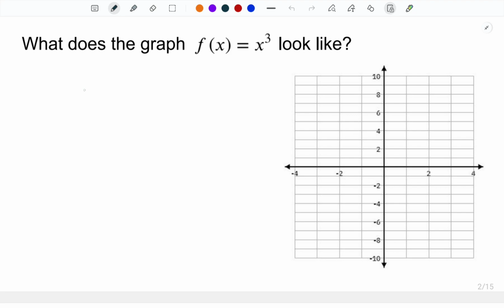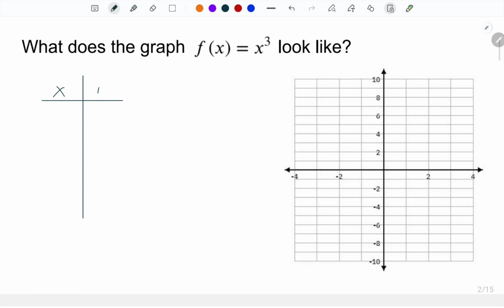So just to get ourselves used to this one, let's make a table of values and see what that table of values gives us. Let's try to do this neater. We'll just do x and y. We'll just do -2, -1, 0, 1, and 2. If you're using a table of values to make a graph, just plug in your numbers. So -2 cubed is going to be -8. Because we're cubing it, the negative sign stays, because a negative to an odd exponent stays negative. -1 cubed is -1. 0 cubed is 0. 1 cubed is 1. 2 cubed is 8. So there we have 5 points.